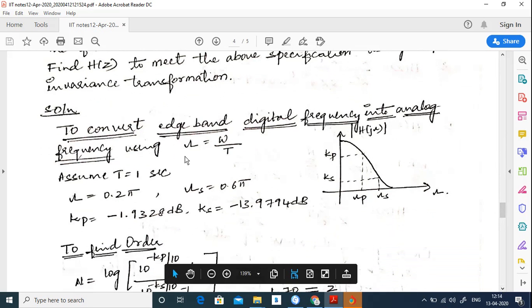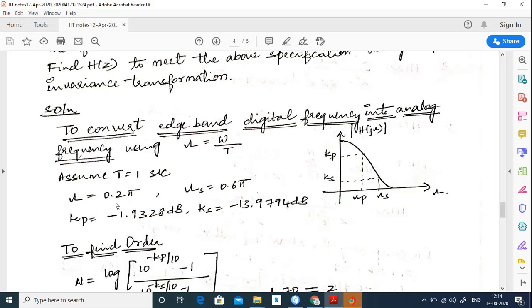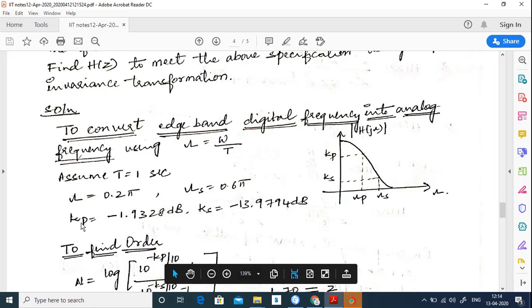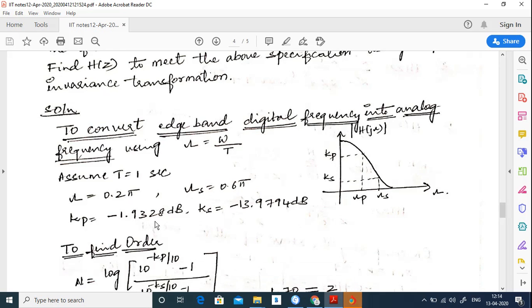Now I'll use this particular formula and convert digital omegas into analog omega. This is omega p, which you will get as the same, that is 0.2 pi, and omega s is 0.6 pi. And now you know the values of kp and ks are given, which is kp is equal to minus 1.9328 dB, ks is equal to minus 13.9794 dB.